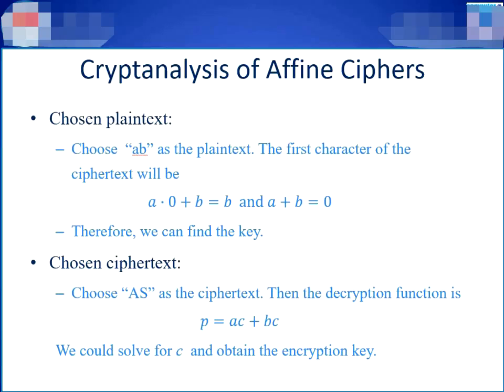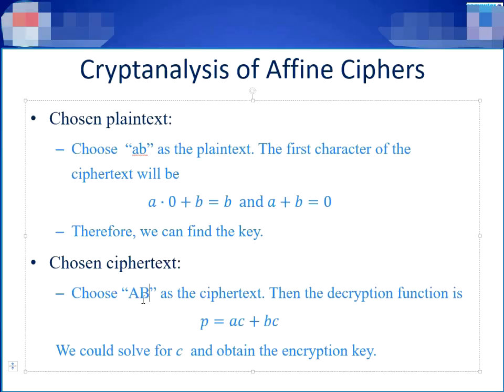And if we have the possibility to choose the plain text, then the easiest way is to choose the combination of letters A and B, since our equation then becomes very easy to solve. And if we are working with ciphertext, then we choose the A, B letters from the ciphertext again, and solving this equation, we can easily obtain the encryption key.